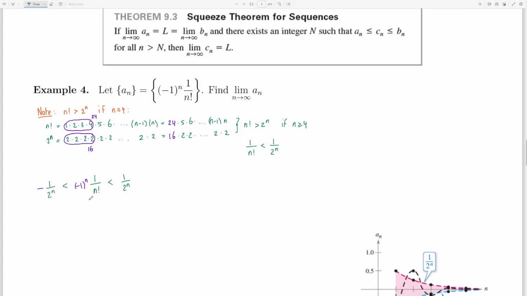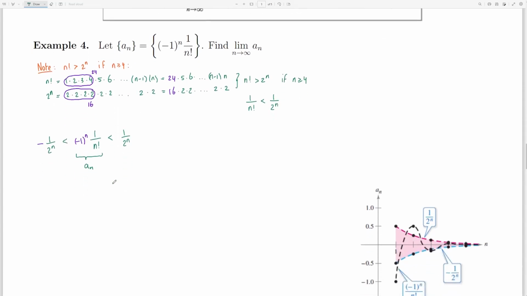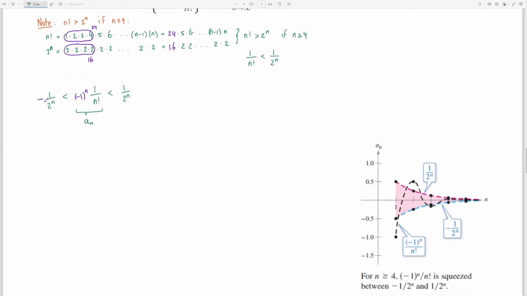And so now we have a squeeze, right? This is our sequence a sub n, and then we have 2 sequences that this a sub n is squeezed in between. Now, what we'd like to show is that the limit of this sequence and the limit of that sequence is the same, and so it really squeezes this sequence here.